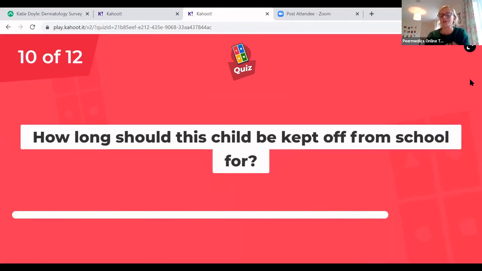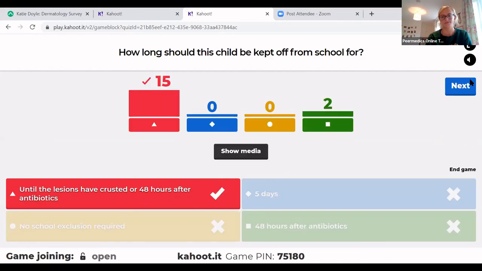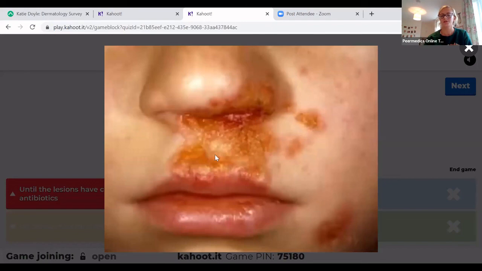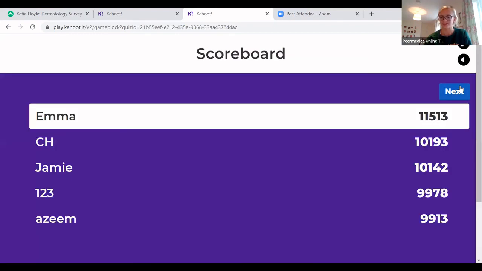Okay, so how long are we keeping this child off from school, if at all? Yeah, perfect. So this is impetigo. It's quite a severe one, but still quite localized, so you could probably still use fusidic acid unless the child was unwell. So yeah, keeping them off until all the lesions are crusted or 48 hours after antibiotics. Just make sure that you tell them it's really contagious as well, so in the household, not sharing towels and things like that.